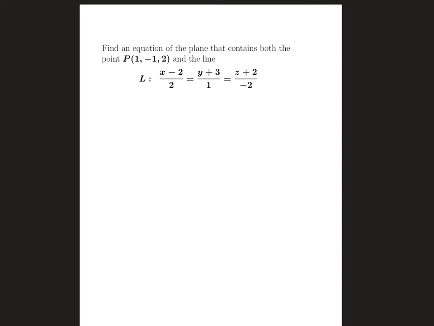In this video, we're going to find an equation of a plane that contains point P and line L that's given here in symmetric form. So first thing we're going to do is check, verify that point P does not lie on line L.